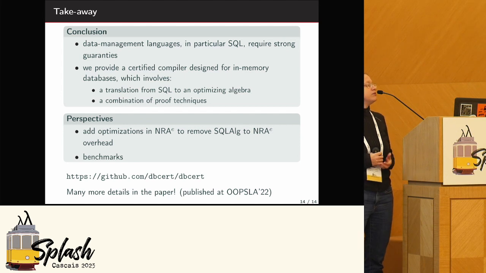Our short-term perspectives are to add optimizations in an intermediate language in order to remove the overhead that was created by the translation from the relational algebra to the nested algebra, and to perform more benchmarks to concretely measure this overhead. Everything is open source and available online if you want to try it, and you can find more details in the paper, which, be careful, was published at OOPSLA last year, not this year. Thank you.